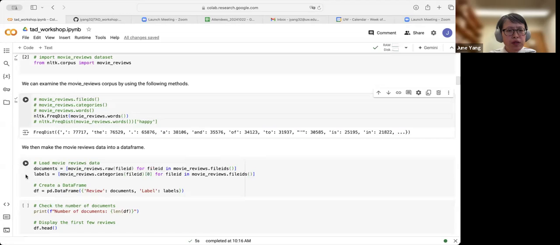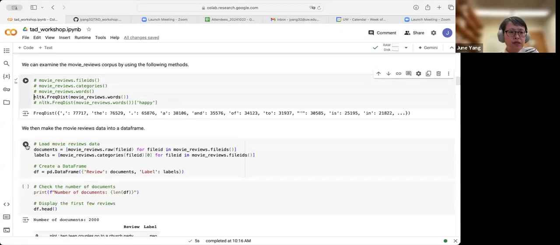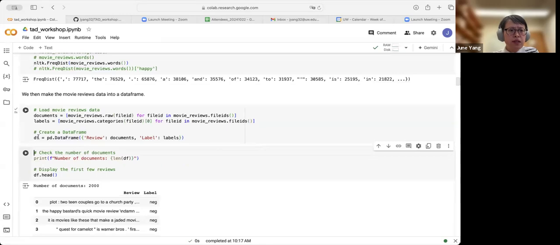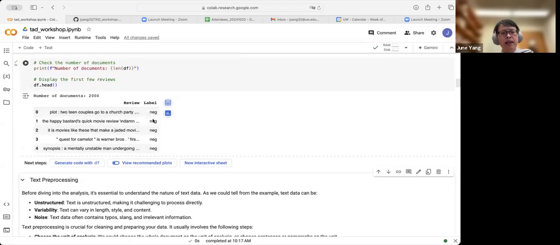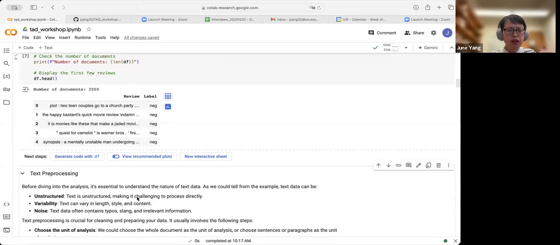And then we can make the movie review data into a data frame, so that it is easy for us to view and also to process using pandas. And this data frame is what we come up with. It contains two columns. If we run it here, you can notice that one column is called label, which is the categories that we just checked out, containing the positive and negative label of a movie review. Each row is a review a user gave to a certain movie, and this review column contains the actual text of the review.